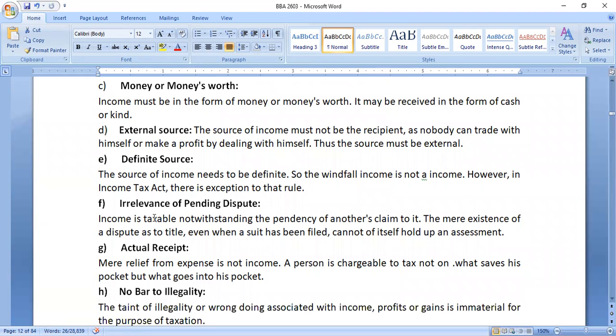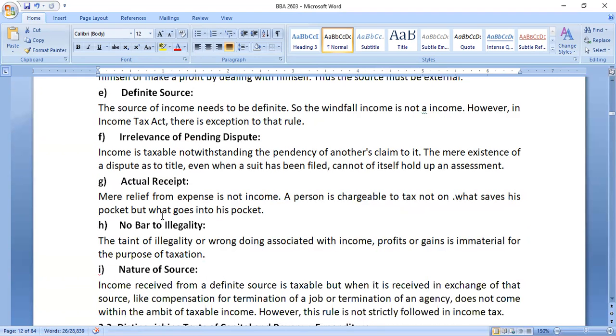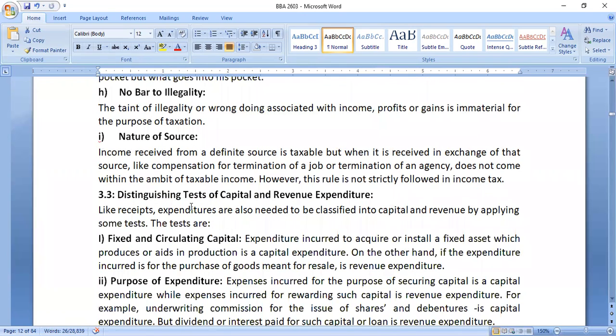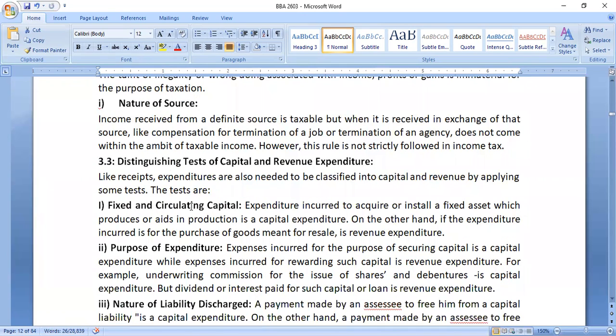And the number F, irrelevance of pending dispute. Actual receipt, no bar of illegality, and nature of sources. All of these are the most important characteristics of income under the Income Tax Ordinance 1984, under Section 234.